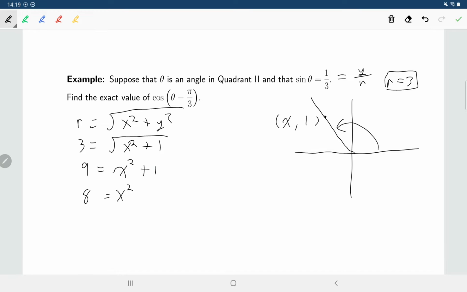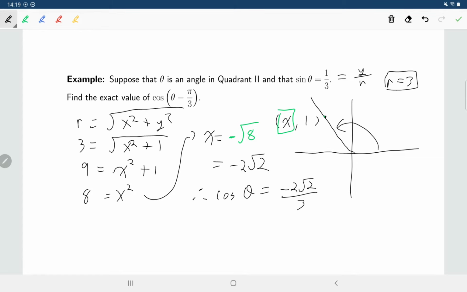And we find that x squared is 8. And solving, we find then that x is, in this case, negative of square root of 8. The reason we know it's negative is because we happen to be in quadrant 2, and in quadrant 2, the x-coordinate has to be negative here. So x is negative root of 8 or negative 2 root of 2. And so once we know that, we can say, well, that means then that cosine of theta should be x over r, which is negative 2 root of 2 over 3.